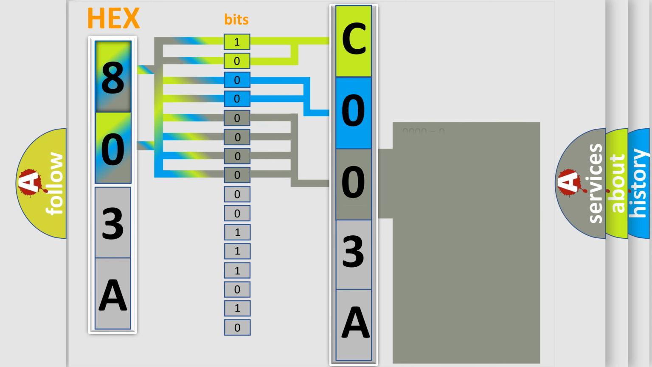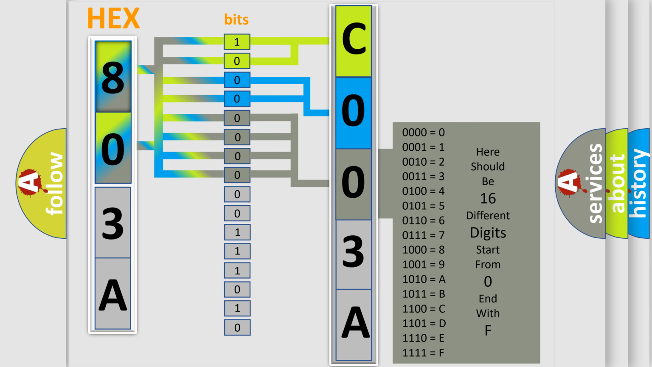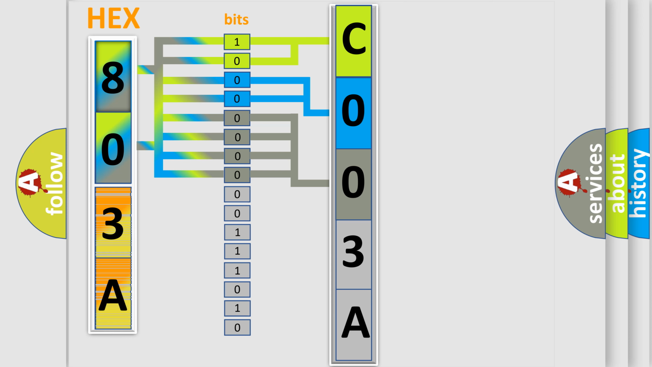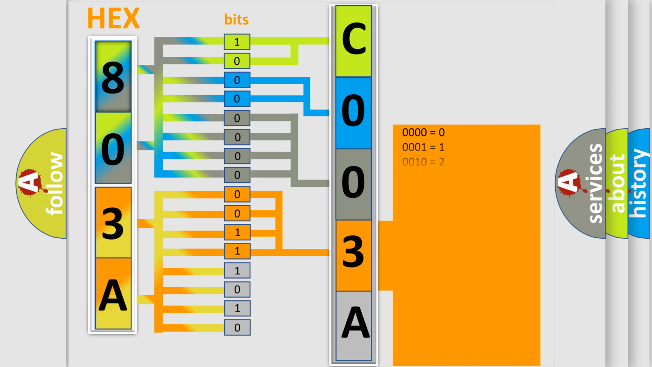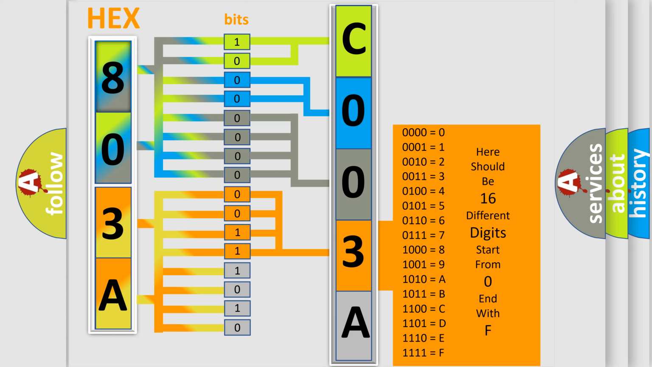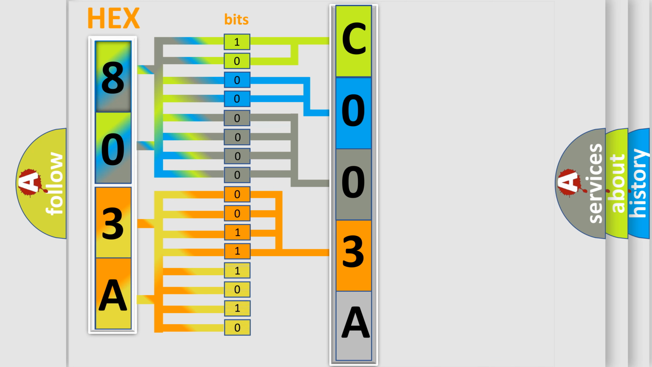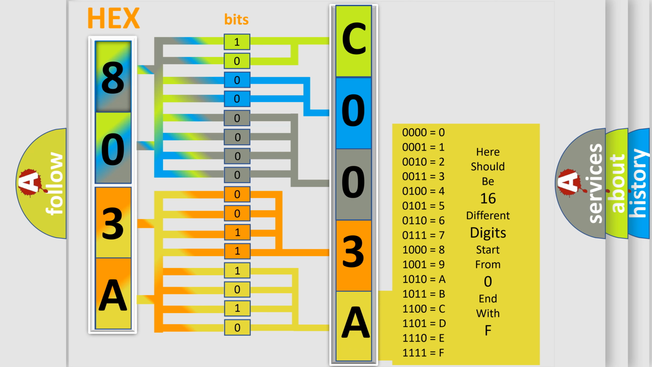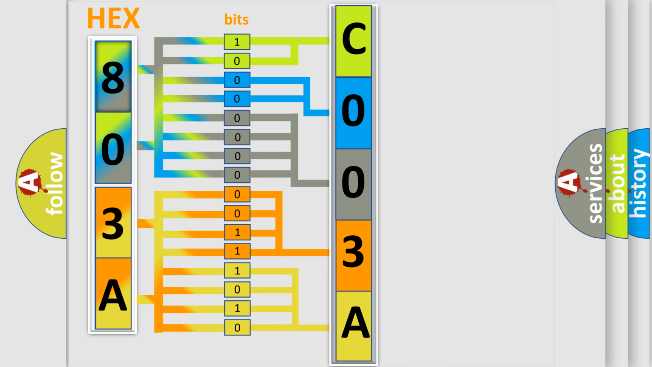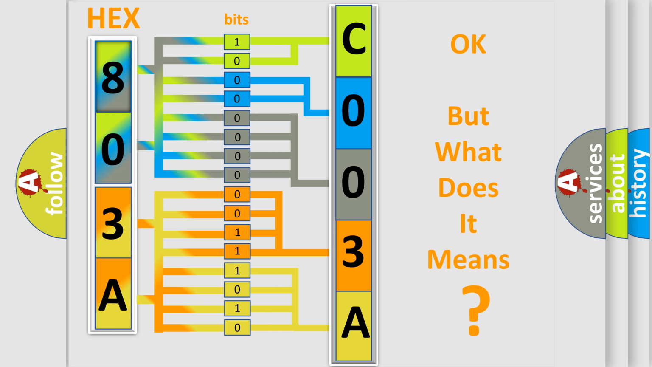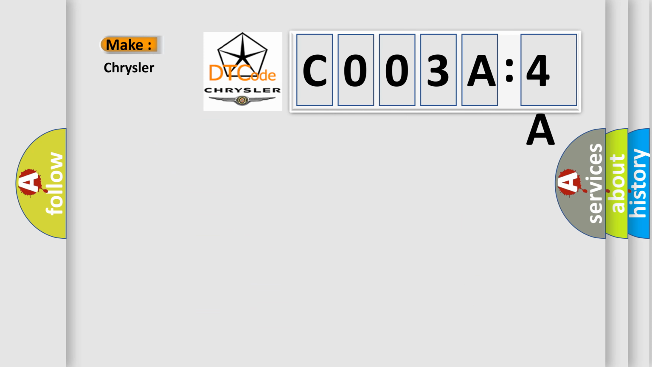The second byte is composed of a combination of 8 bits. The first 4 bits determine the fourth character of the code. And the combination of the last 4 bits defines the fifth character. A single byte conceals 256 possible combinations. We now know in what way the diagnostic tool translates the received information into a more comprehensible format. The number itself does not make sense to us if we cannot assign information about it to what it actually expresses. So, what does the Diagnostic Trouble Code C003A-4A interpret specifically for Chrysler car manufacturers?